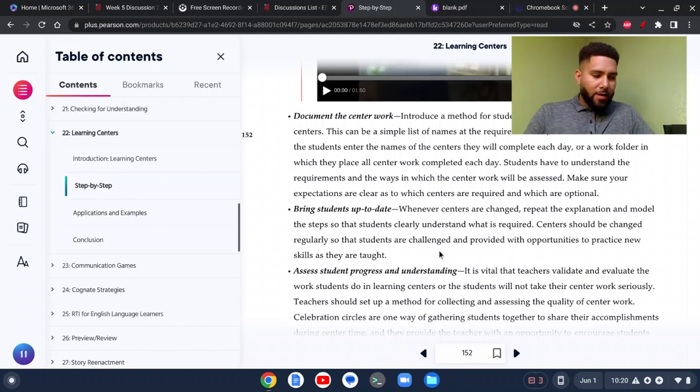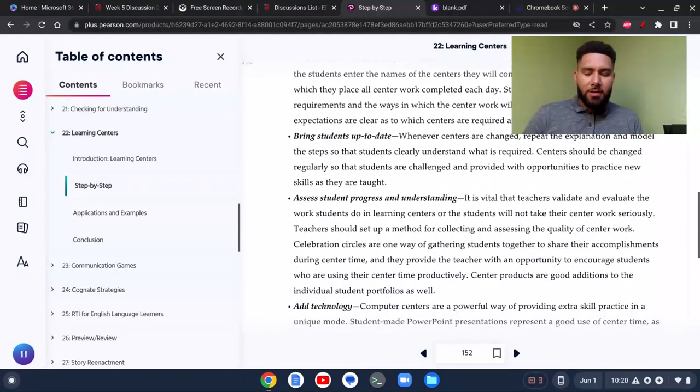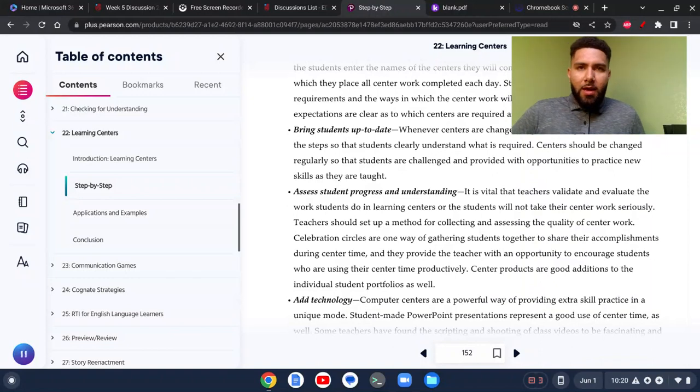So the next part is to assess students' progress and understanding. This, I think, is the most important part. This is where I think you can get the most teachable moments in the learning center, when you have questions in the learning center that students must answer together, and you can actually check for understanding. So this would let the educator know how students are doing with the practice of the topic that is at that learning center.